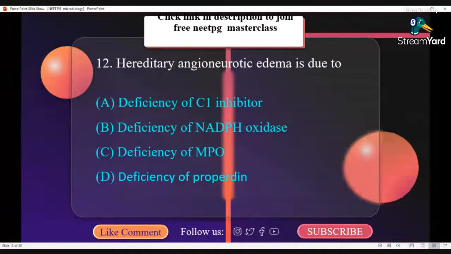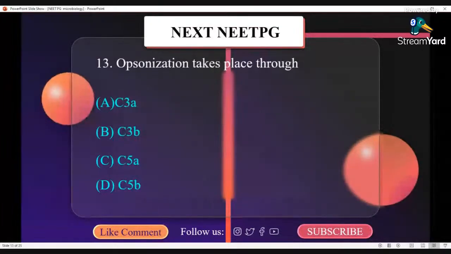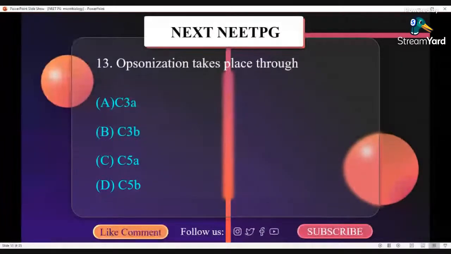Opsonization takes place through: A. C3a, B. C3b, C. C5a, D. C5b. It is C3b. So the correct option here is B.